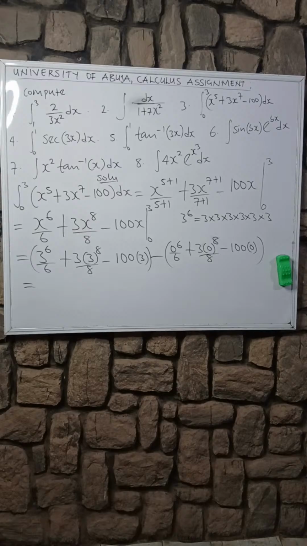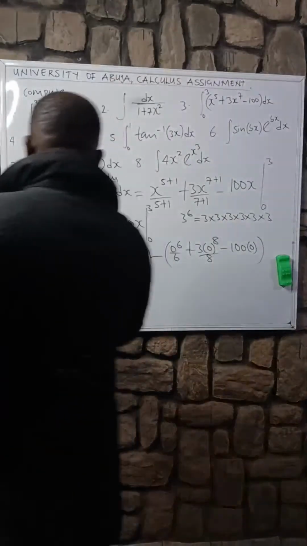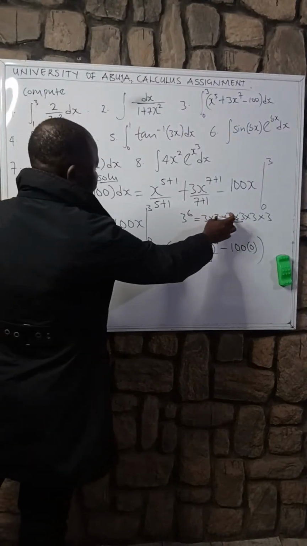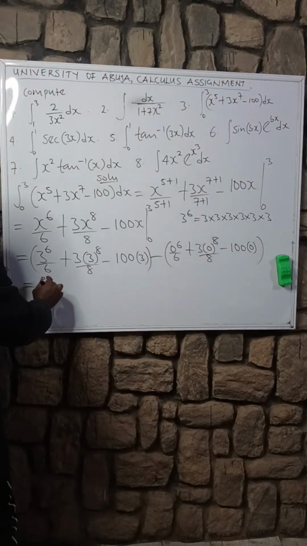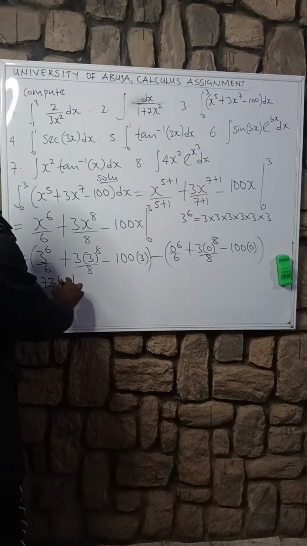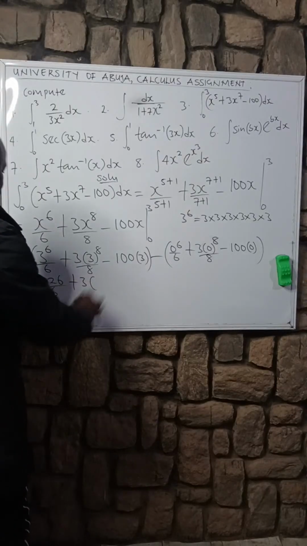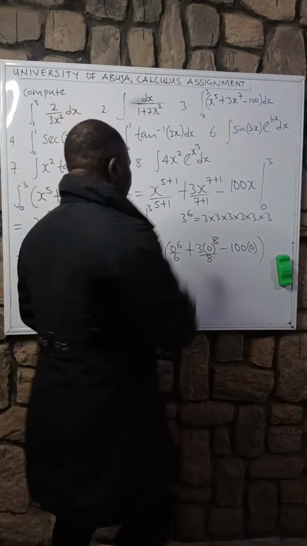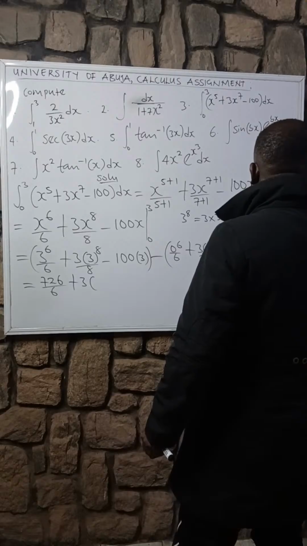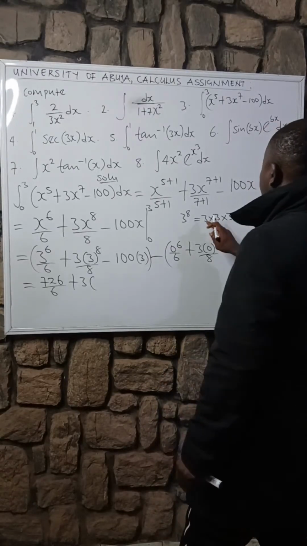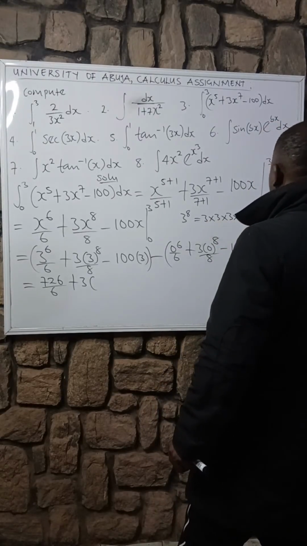Okay. The answer, this is going to give us this. It means 3 times 3 times 3 times 3 times 3 times 3 will give us 729 all over 6. Then plus 3 times 3 raised to the power 8, that is 3 times 3 times 3, so 1, 2, 3, 4, 5, 6, 7, 8.